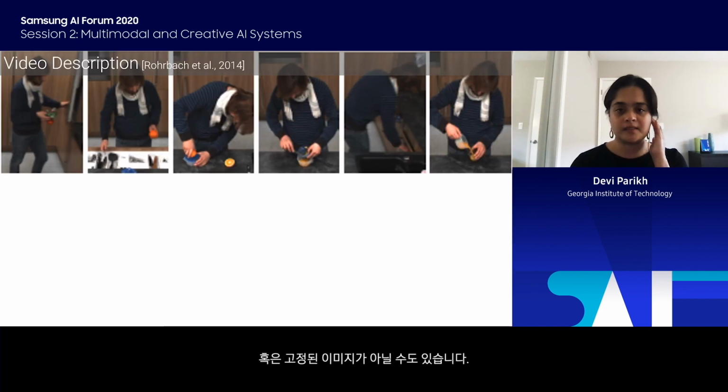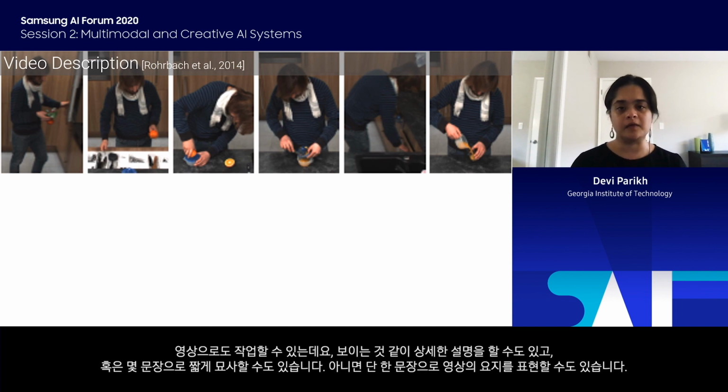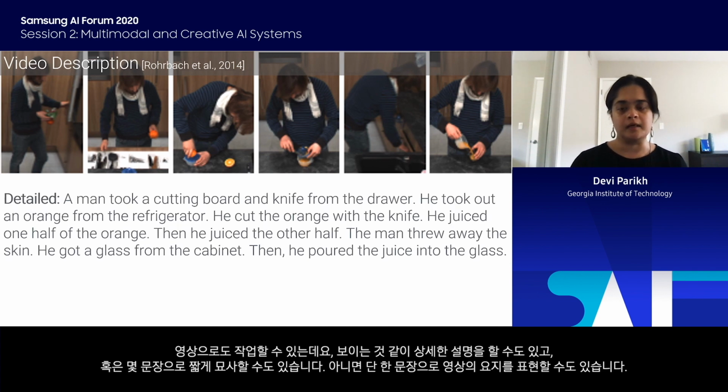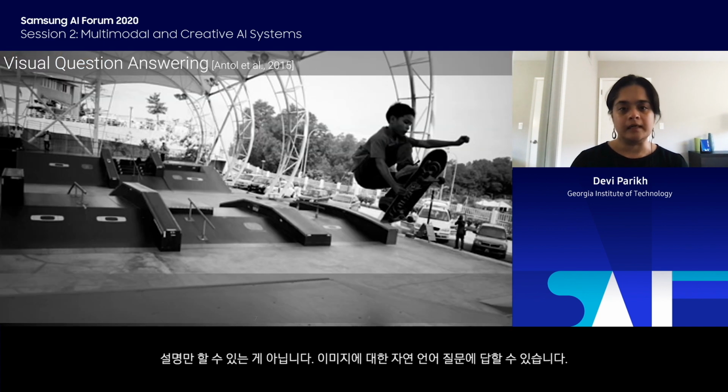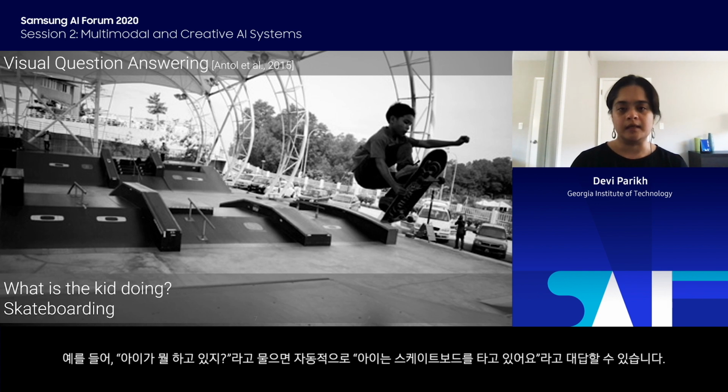And it might not be just static images. There might be a video that we may want to describe in high levels of detail, like you see here, or perhaps a shorter description in a few sentences, or even a single sentence description that captures the gist of what is going on in the video. It may not just be descriptions. We might want systems that can answer natural language questions about images. For example, what is the kid doing? We may want to be able to answer this question automatically and say the kid is skateboarding.